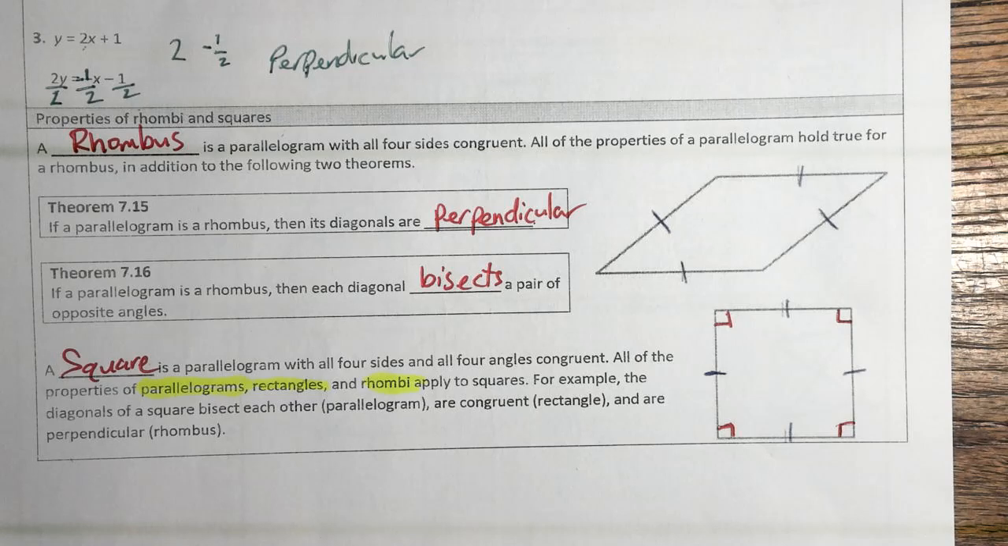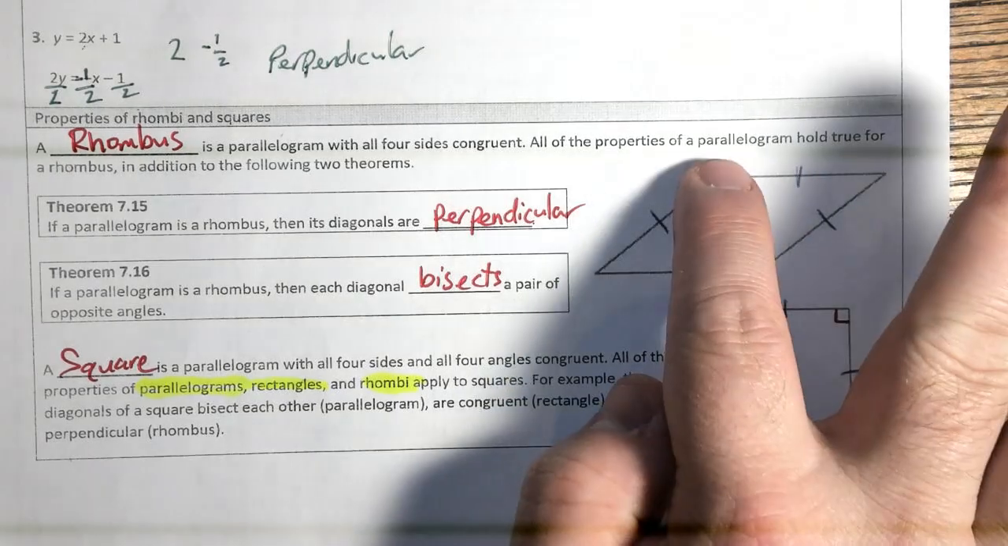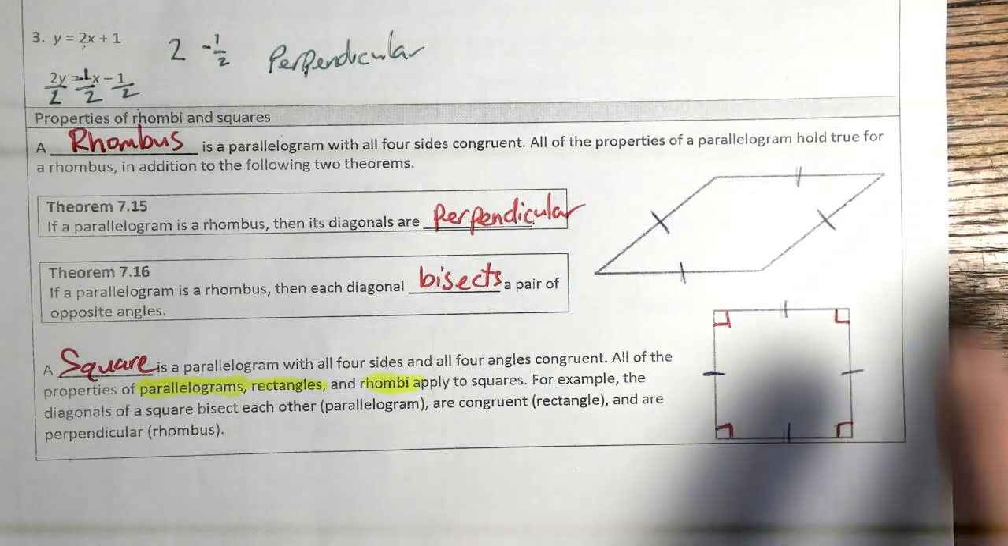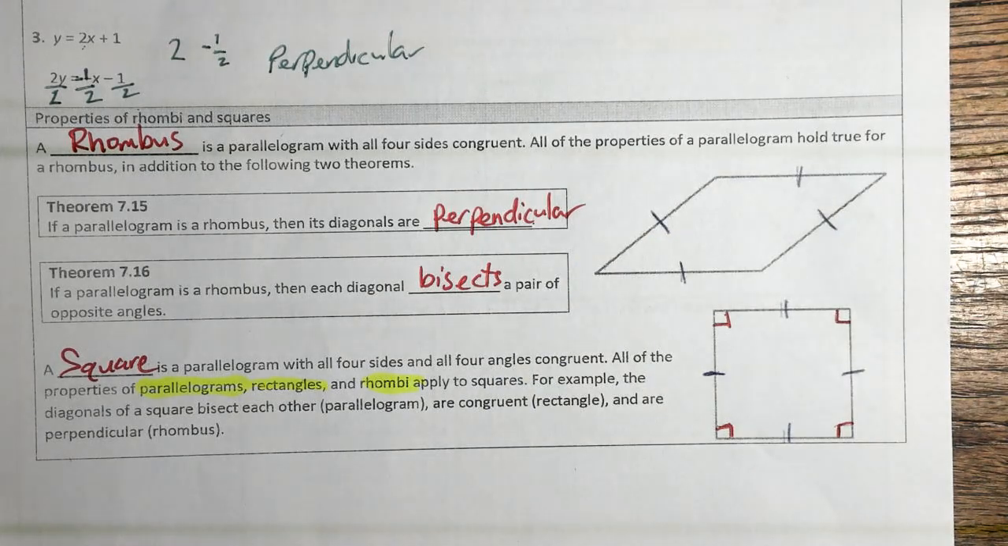All right, 7.16. If a parallelogram is a rhombus, then each diagonal bisects a pair of opposite angles. So the way the 2 diagonals cross, they'll bisect these angles. A little different than the rectangle and the parallelogram we've been talking about the last couple of days, or last couple of videos, if you're learning this way.